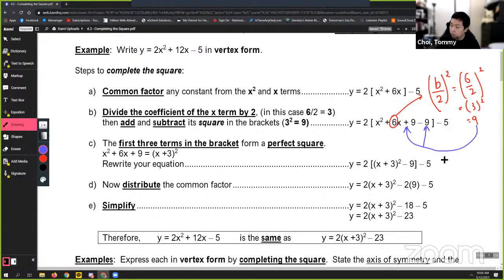Anyone who has done this before, so if you were in grade 10 academic, do you remember what the reason was as to why we subtract this number?